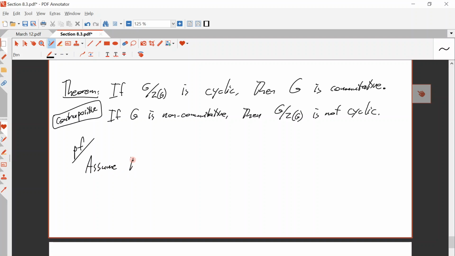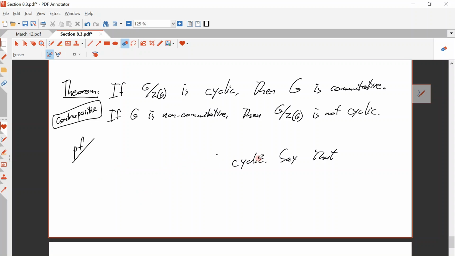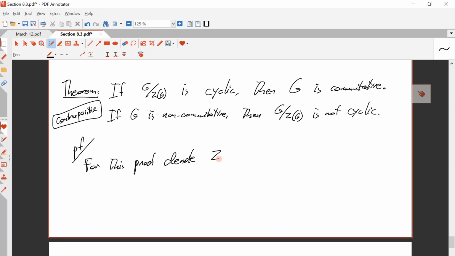So assume that G mod ZG is cyclic. Let's just write ZG as Z. So for this proof, denote ZG by just Z. Okay, so assume that G mod Z is cyclic.